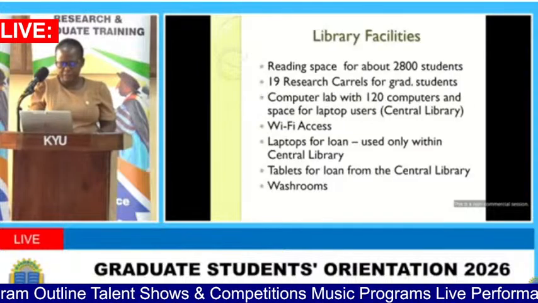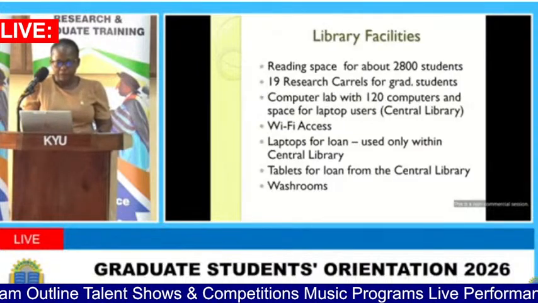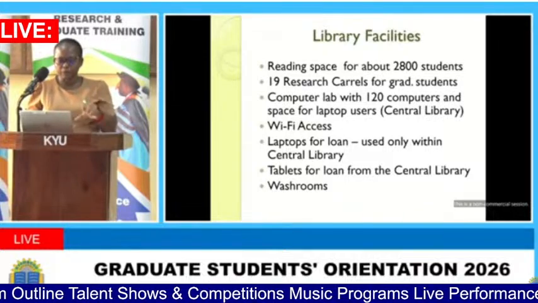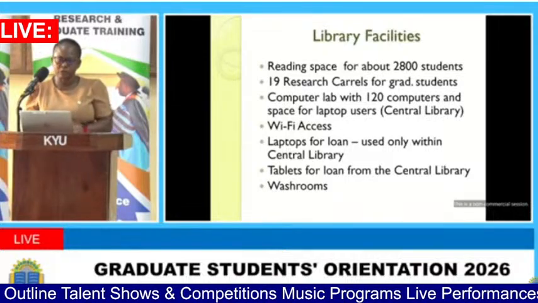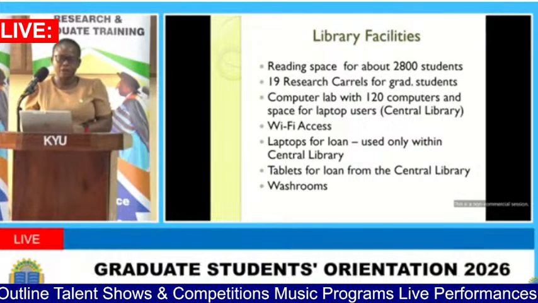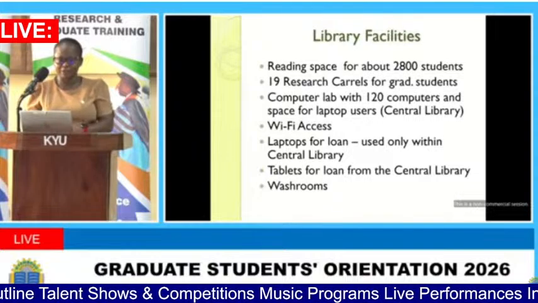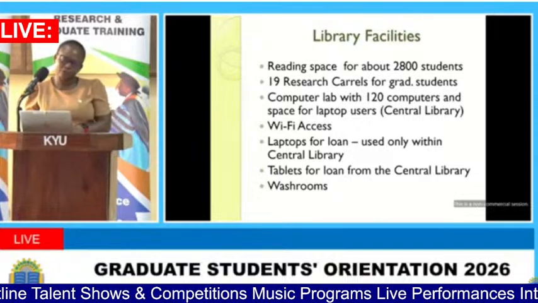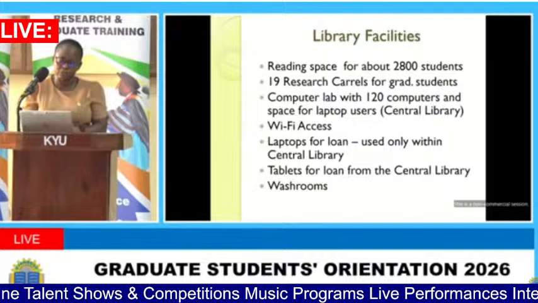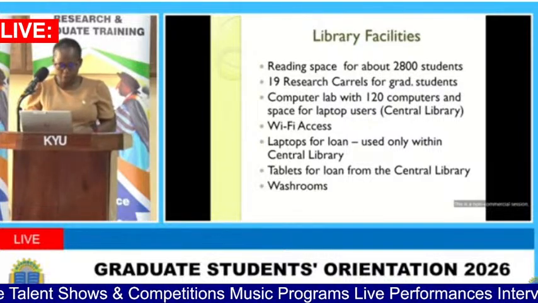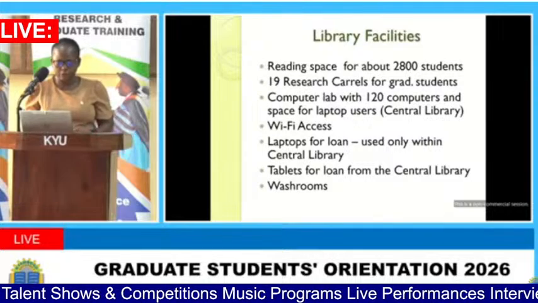So what does the library have to offer? I've already introduced you to the reading space in these particular libraries. Altogether, we can sit about 2,800 students. Remember, you are too many. When you look at the 2,800, that is not even 10% of the total number of students that we have. So when you know where to go early enough, it will save you the hassle of finding space to read.